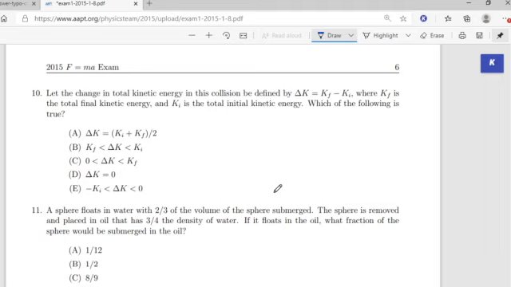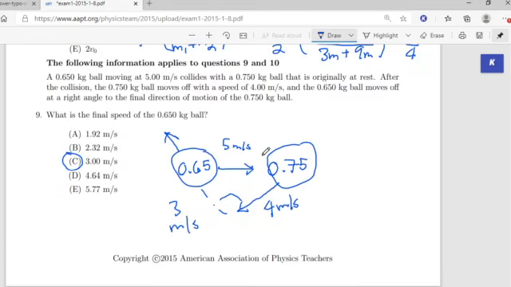Okay, let the change in total kinetic energy be defined by delta K is K final minus K initial, where K final is the total final kinetic energy, and K initial is the total initial kinetic energy. Which of the following is true? It's referring to the previous problem.